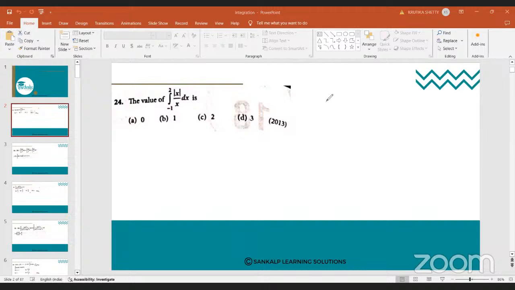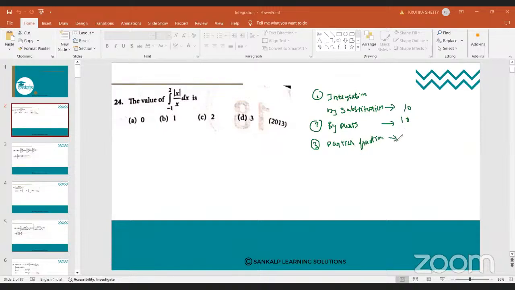First, integration by substitution method. This is the first concept from where you may get a question. Next, integration by parts, and then integration by partial fractions. On all these methods you try to solve at least 10 objective type examples.